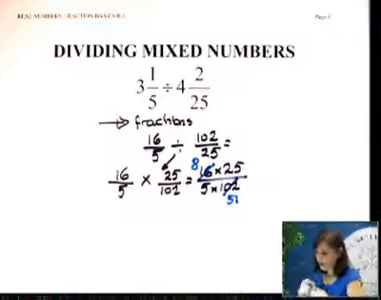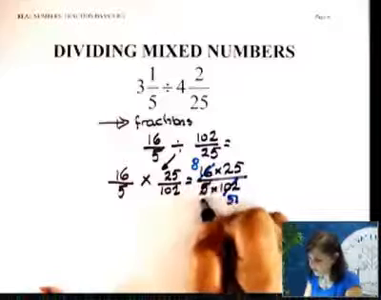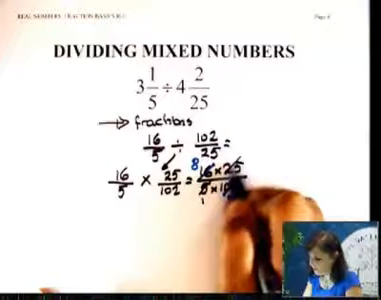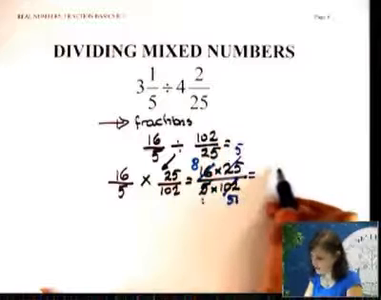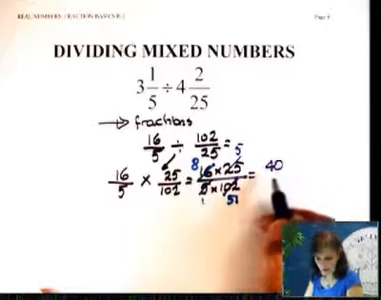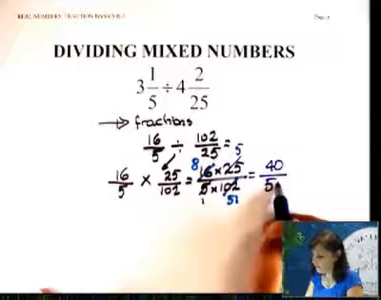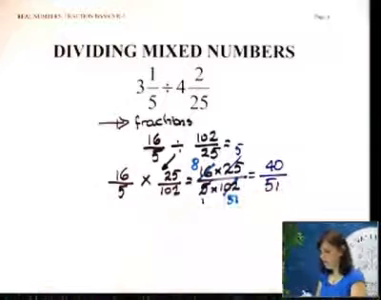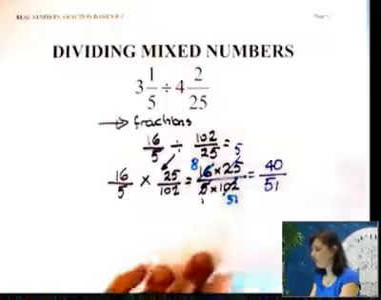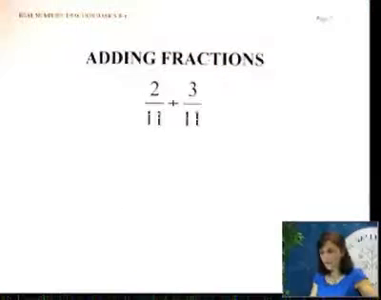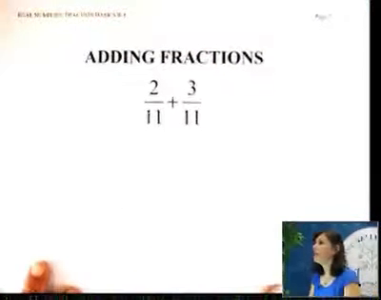How about 5 divided by 5, that's 1. 25 divided by 5, that's 5. What do I have? 5 times 8, 40. And at the bottom you have 51. So you're done with that. So dividing mixed numbers, convert them into improper fractions, and then divide.